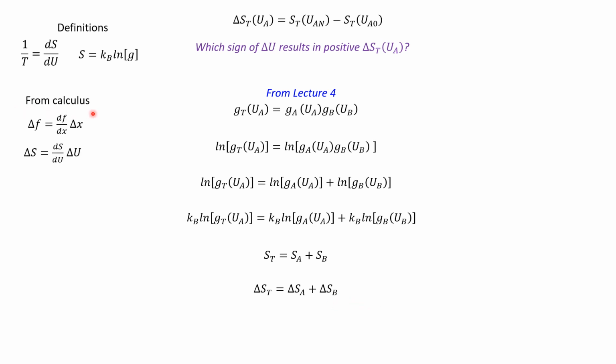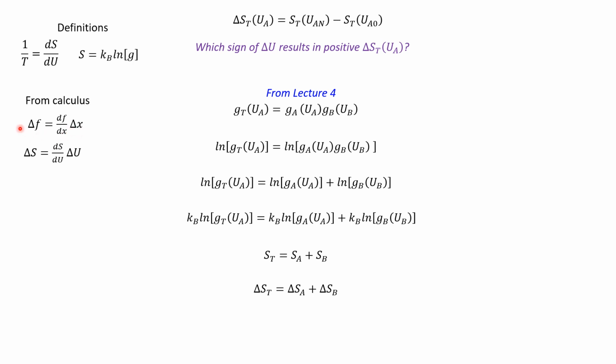Now we also know from calculus that if we have a function f of x, then a small variation of this function is given by the derivative of the function with respect to x times a small variation of x.